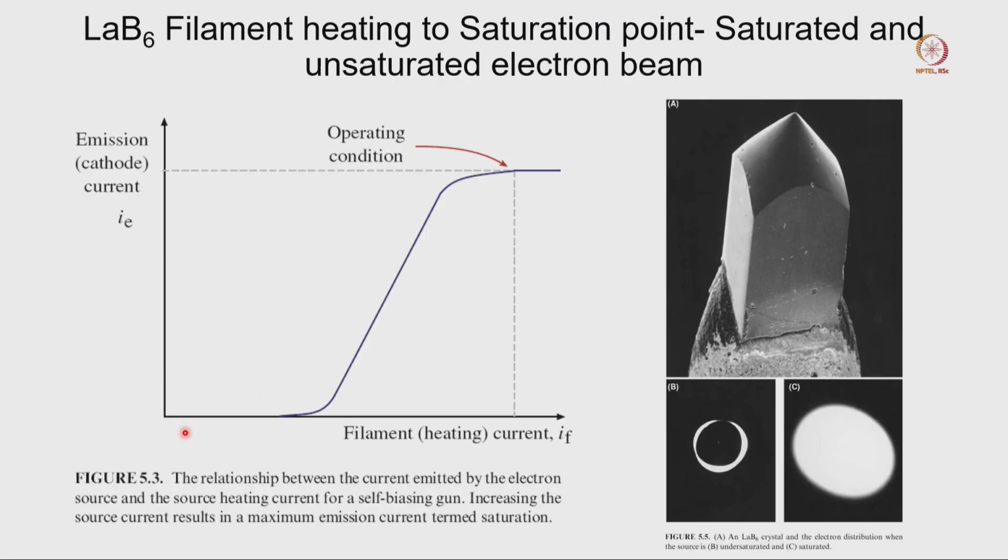If we look at this, there is a filament heating current. This is the filament heating current, where we are heating a filament, and then the emission current. When we are heating a filament, is it going to immediately release the electrons? Probably not. It is not going to release the electrons immediately. Initially we need some kind of heat energy.